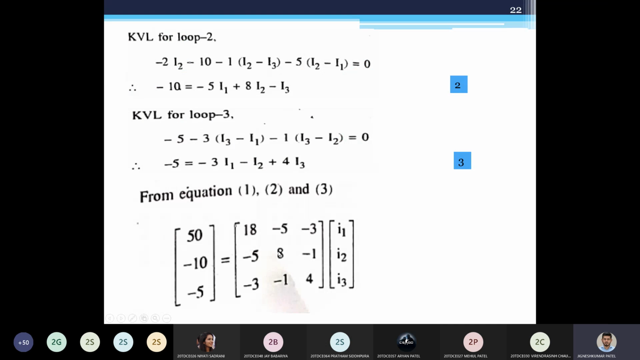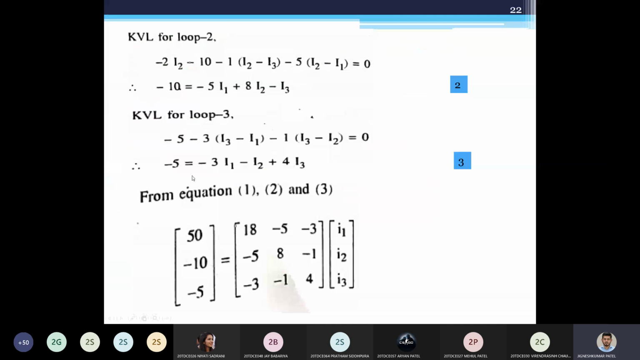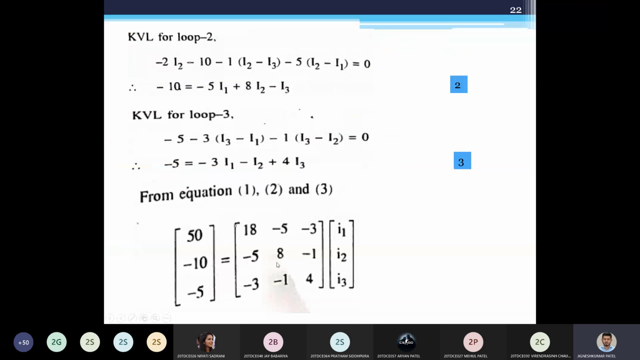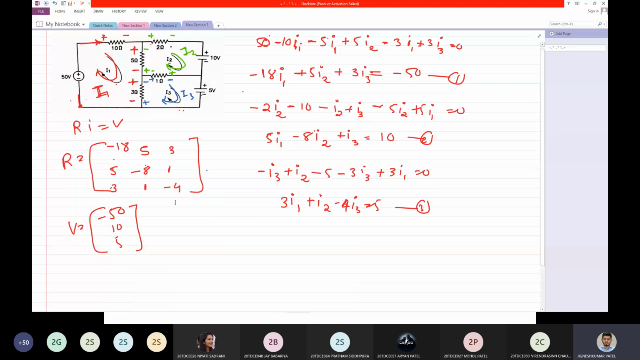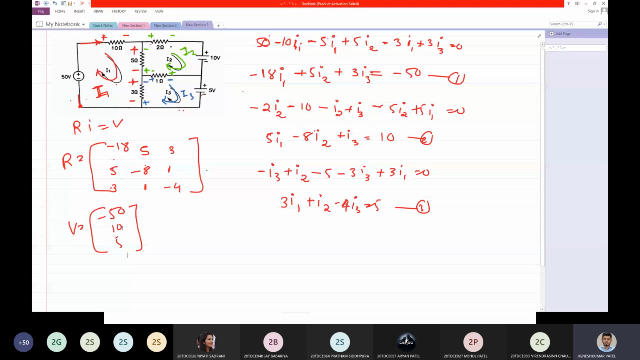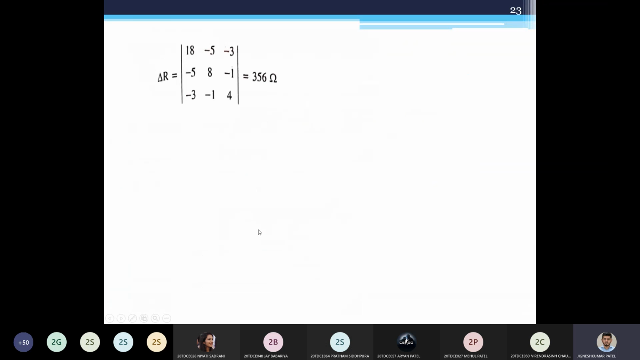And then we can write this equation, 50 minus 10 minus 5, and this is my R. So what we have got is the same as this one, but only the positive becomes negative in that case. So 18 minus 5 minus 3; here we have minus 18, 5 and 3. Then minus 5, 8 minus 1, so 5 minus 8 and 1. Then minus 3, minus 1, 4; instead of that, we have 3, 1, minus 4. And on this side, 50 minus 10, 5, minus 5; instead, we have minus 50, 10, 5. But solving both with the same Cramer's rule, you will get the same answer.